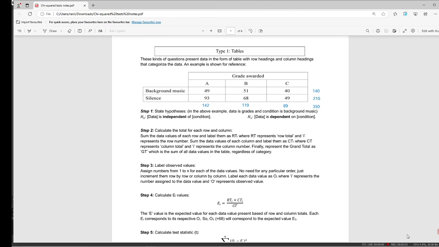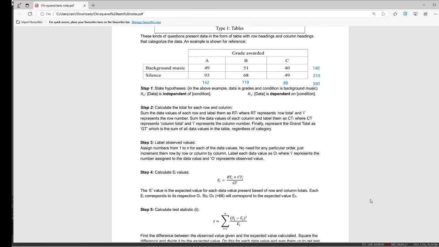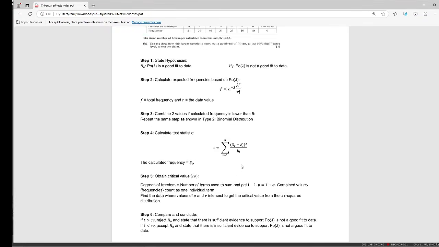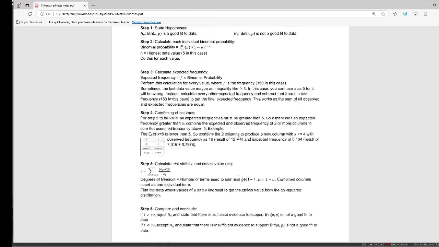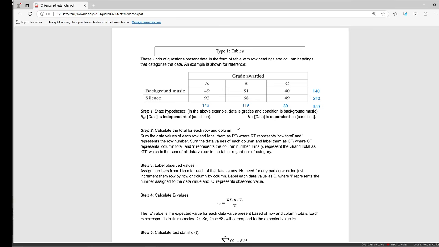Welcome back, guys. Today we're going to be solving all of chi-square tests, and how we do this is by evaluating the notes that I've made. These cover about 99% of every single question that comes in for chi-square test, and there are four types that particularly come, where there are tables, binomial distribution, Poisson distribution, and probability density functions. So these four types, if you just solve them by learning these notes, you're pretty much good to go for the exam. So let's begin.